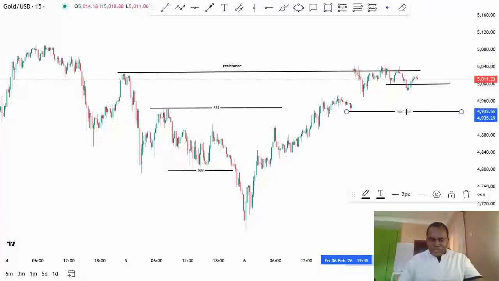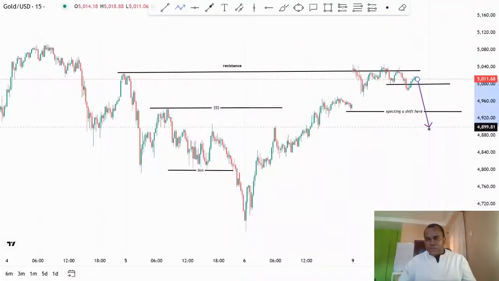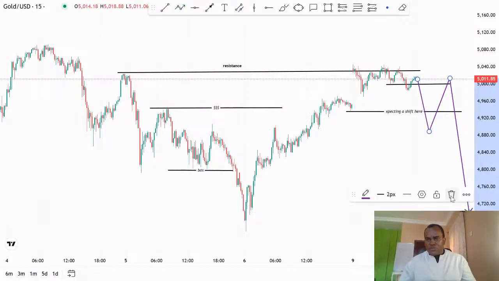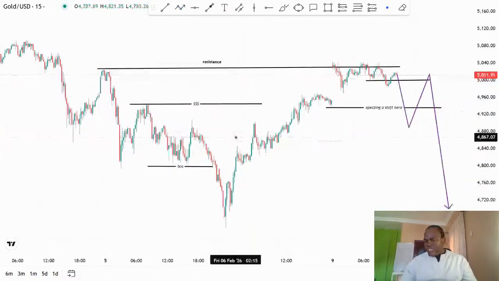Putting the shift here. In other words, if I see gold do this, the next time we correct, we want to sell downwards. All right, so please let's take note of this. This is what we are looking at for gold.